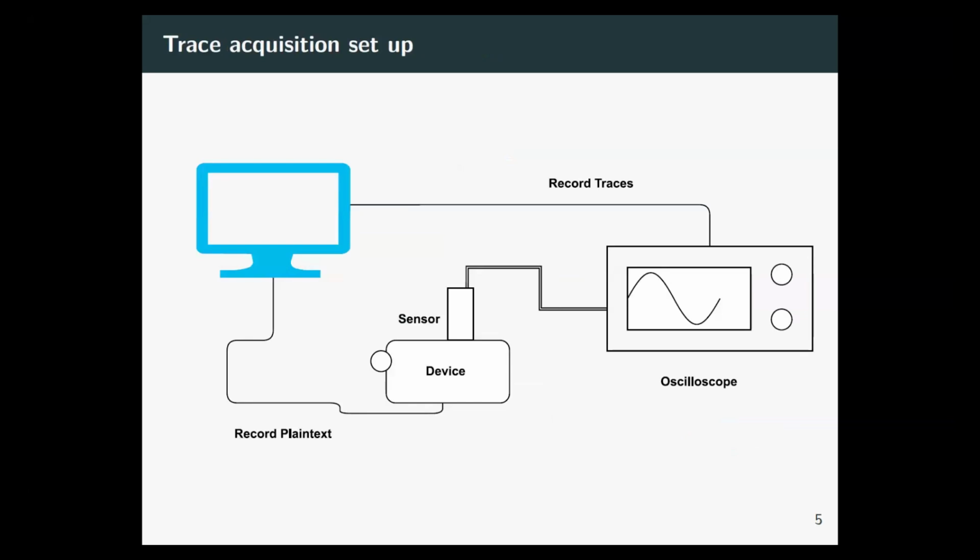One generic trace acquisition setup is as follows. We have an oscilloscope with a sensor attached to it. Then the sensor is probed onto the device, and the device will run the cryptographic primitive. As it is running, the oscilloscope will record the traces, while the computer will simultaneously record the public variable, which could be a plaintext or a ciphertext.